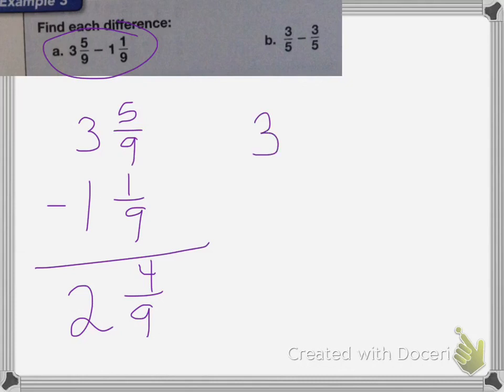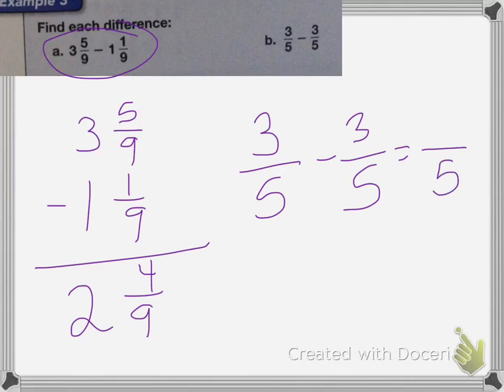For this next one, 3/5 minus 3/5, I'm going to keep the denominator the same and then subtract 3 minus 3, which is 0. Now if I have 0 divided by any number, you already know that your answer is going to be 0.